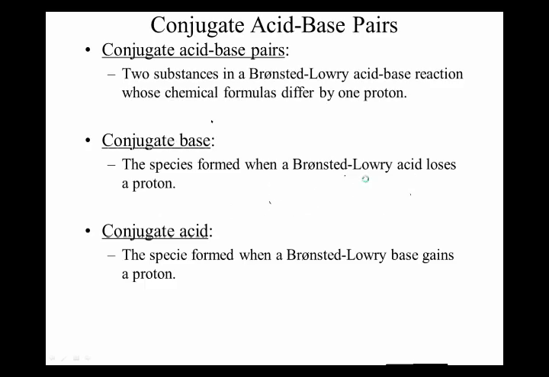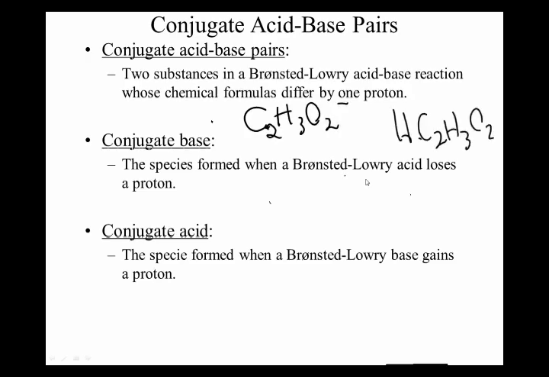So like acetate is C2H3O2 minus. Well, its conjugate acid is HC2H3O2. Why do I write this H out in front? Because it's acidic. It can be lost, right? So the conjugate acid of SO4 2 minus is HSO4 minus. So I've gained a proton, and it gains a charge from that.